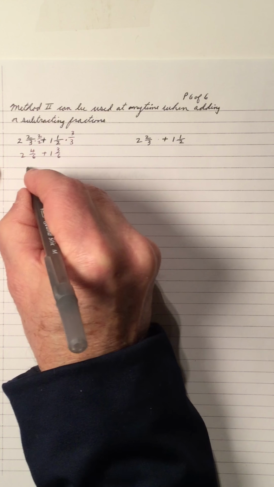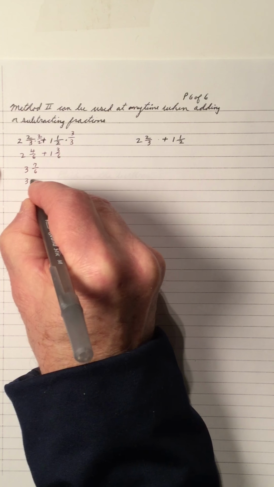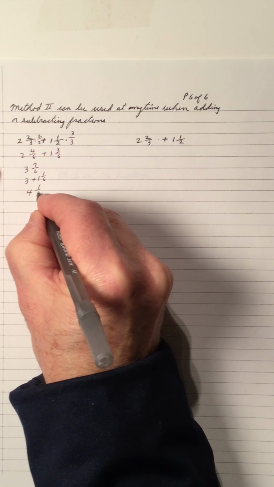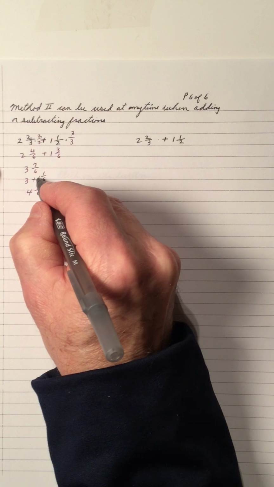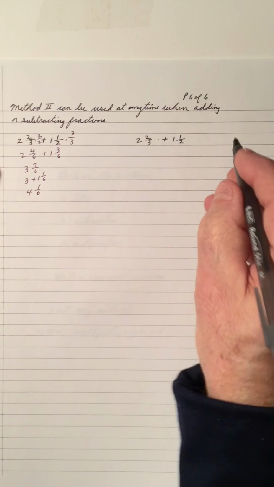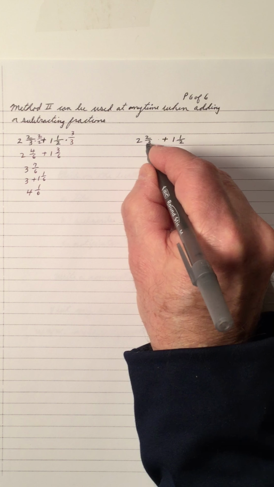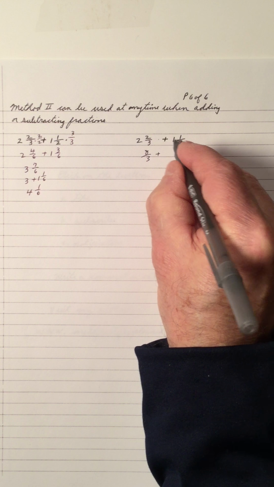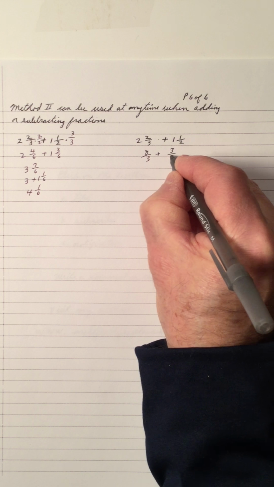Add. When I add, I get a 3 and a 7 over 6. So that's 3 plus 1 and 1/6. 4 and 1/6. Notice 6 goes into 7, 1 left over. So 1 and 1/6. But if you change this to 6 plus 2 is 8 over 3. And you change this one to an improper fraction. 1 times 2 plus 1 is 3 over 2.